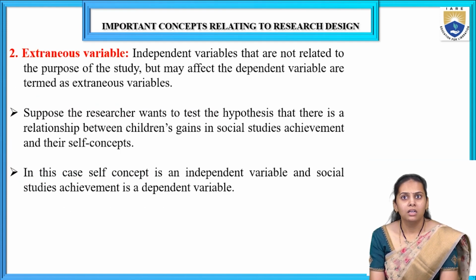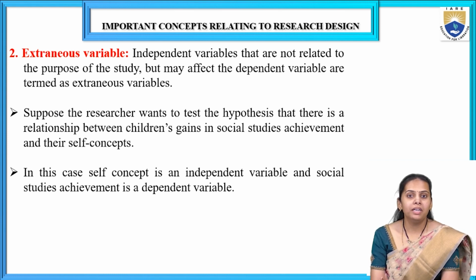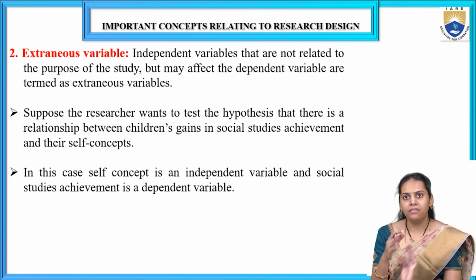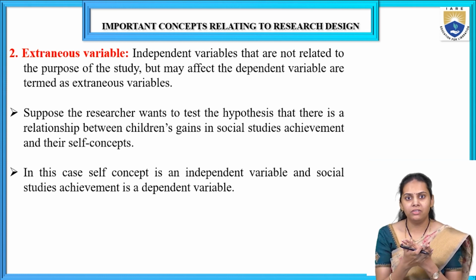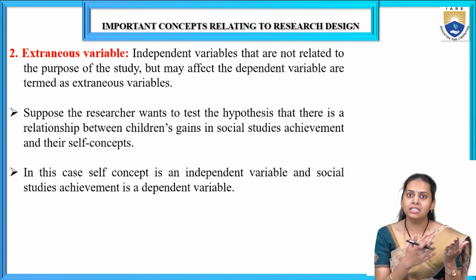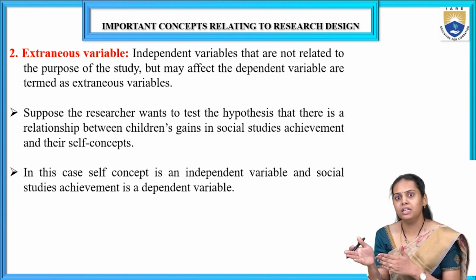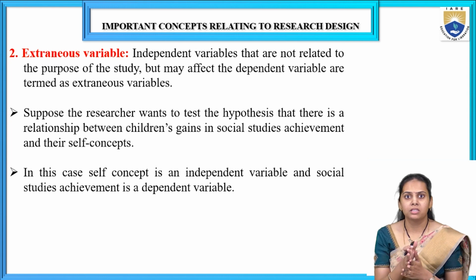Whereas the extraneous variable, which is an independent variable, is not related to the purpose of the study but may affect the dependent variable. An independent variable doesn't affect individually, but changes in the independent variable may affect the dependent variable sometimes.